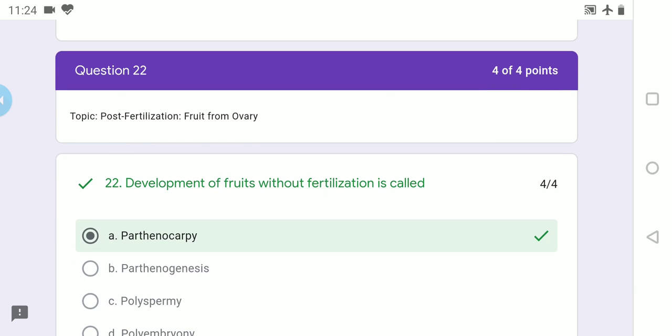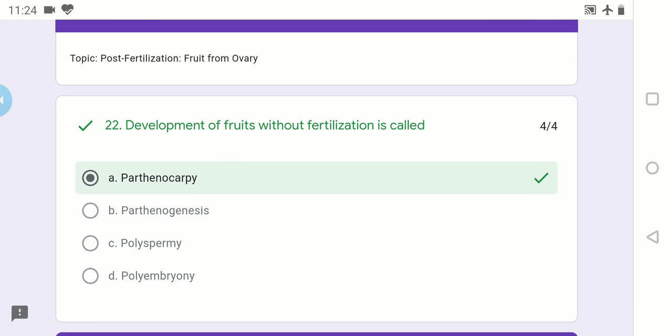The next question is also related to the same topic, post-fertilization, the fruit from the ovary. Development of fruits without fertilization is called parthenocarpy, isn't it? In a few plant species, the ovary develops into fruit without fertilization. Such fruit is called parthenocarpic fruit. They are also commonly known as seedless fruits. A natural example is banana. For artificial, we can give seedless grapes. Generally we use the terminology seedless fruits. They are nothing but parthenocarpic fruits, and the phenomenon is parthenocarpy.